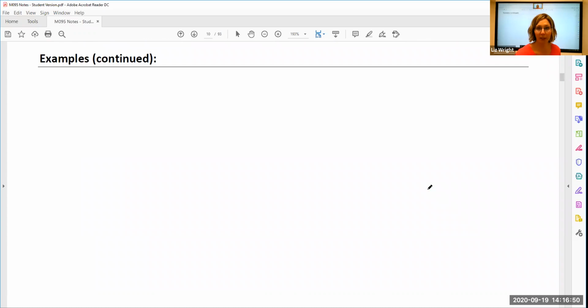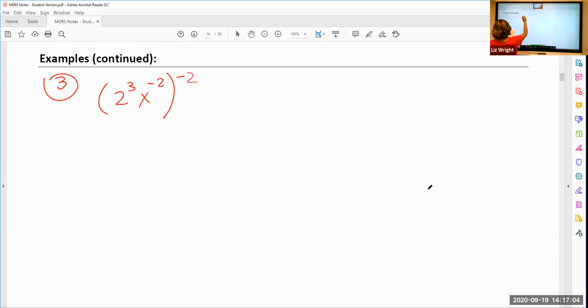And we have more space to do more examples. So let's do some. So number 3, we've got 2 to the 3rd times x to the negative 2nd, all raised to the negative 2nd. So we've got this one. And again, see if you can do it. So pause the video and see if you can do this one on your own.